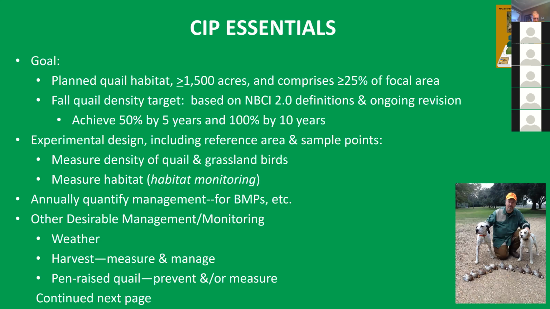And then other desirable management and monitoring include weather. Of course, that's something that NBCI in the analysis stage can gather. Harvest, most desirably, is at least measured and managed, with certain prescriptions. Pen-raised quail, either release is prevented or, if quail are released, it's measured. But really for a SIP, we don't want pen-raised quail, partly because it just confuses quail abundance measurements.